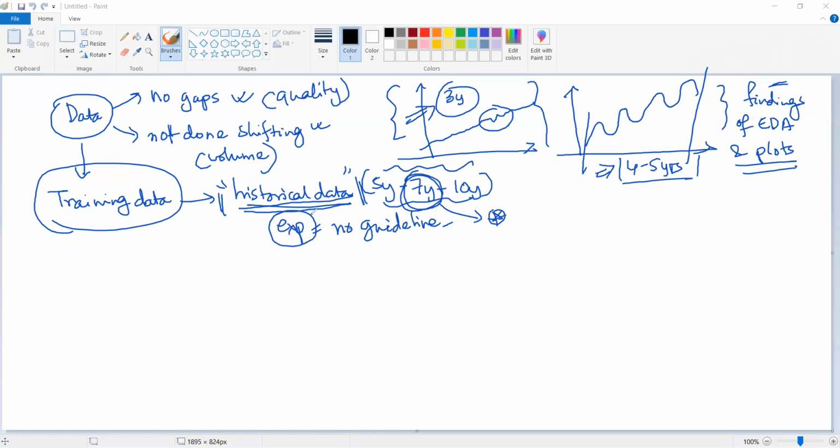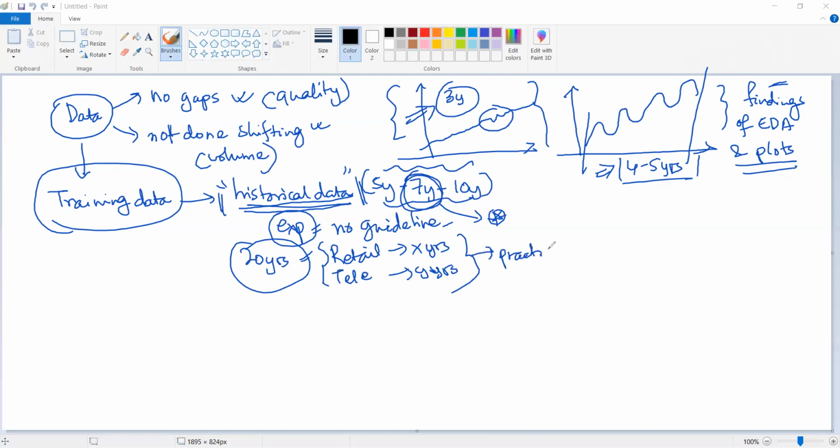No industry expert can tell you that. It comes out of experience. If you ask a 20-years-experience person, he will tell you, "I used to work in retail where we used X years of data. In telecom, I used Y years of data." This kind of knowledge he has not got from books. He has got it from actual practice.